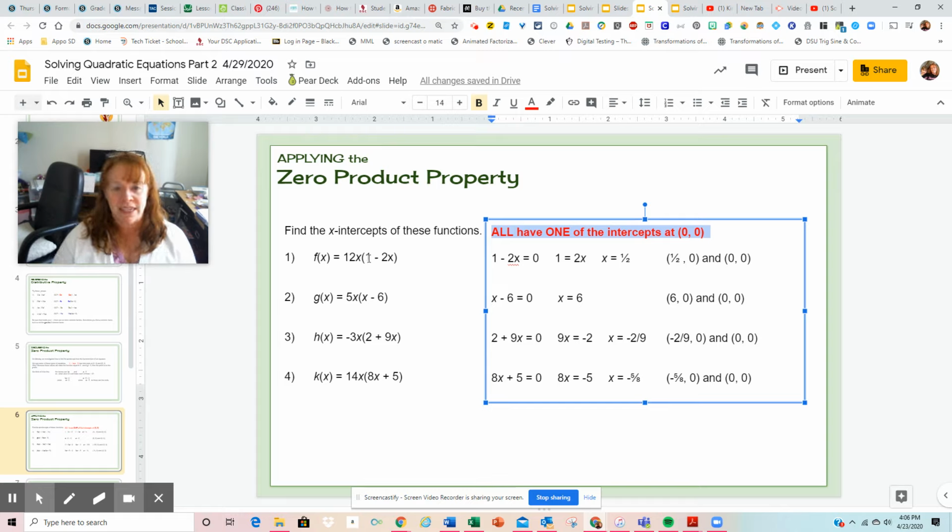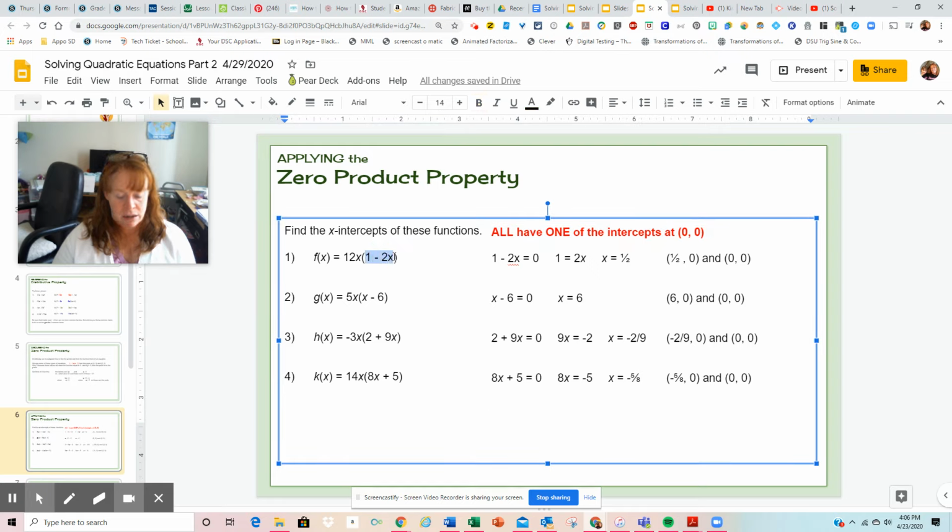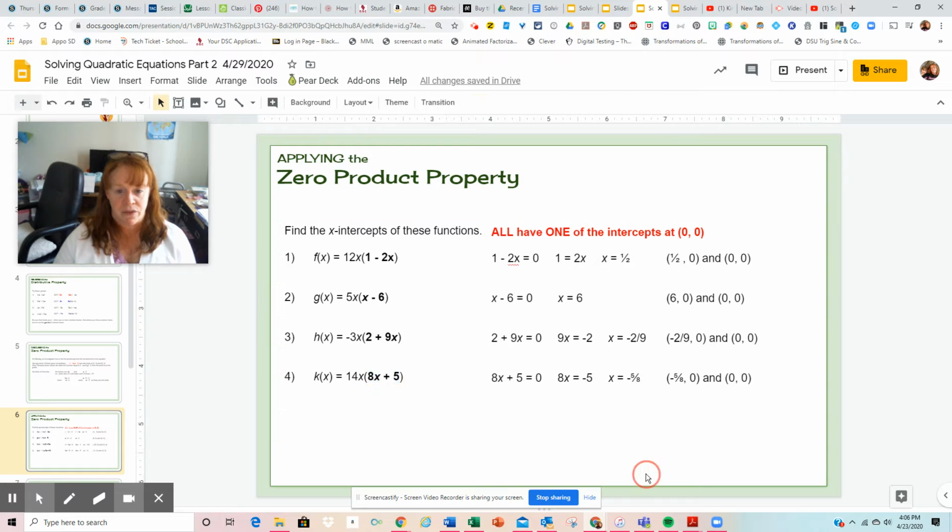So all I did is I took this part right here, made it equal to 0, and solved. So I got 1/2 and 0, 0. So I get x equals 1/2, x equals 6, x equals negative 2/9, x equals negative 5/8. I took this part and solved, set it equal to 0 and solved. This part, set it equal to 0 and solved. This part, including the 8, set it equal to 0, and solve. So those are the answers that I come up with for those.